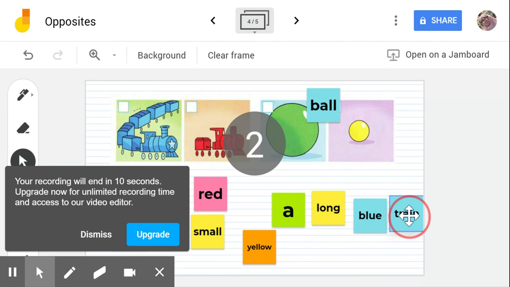So that is the peraturan. That is the rule. It's the same. It's a big green ball, a small yellow ball. So I hope you understand that.